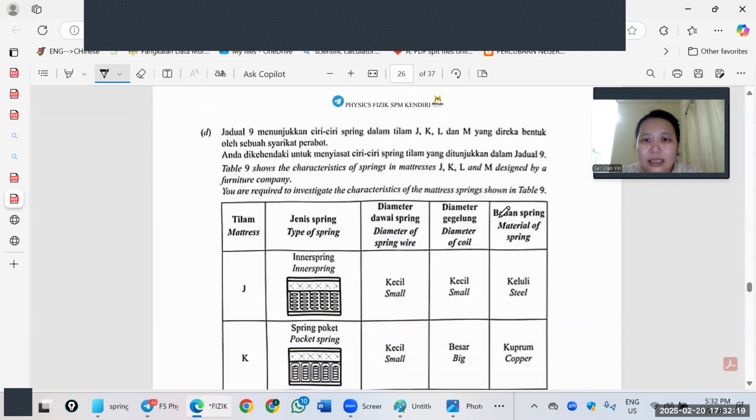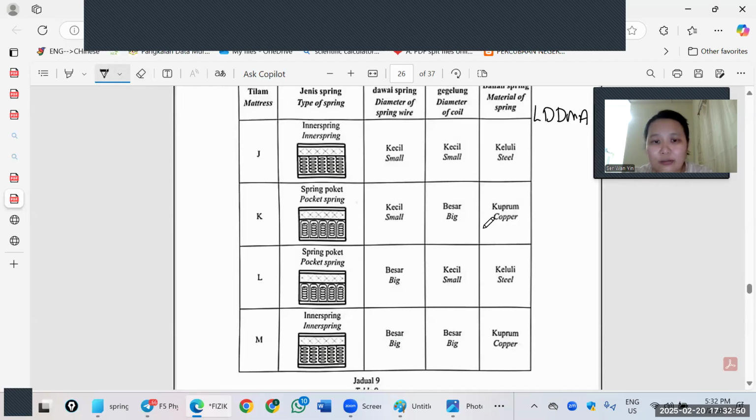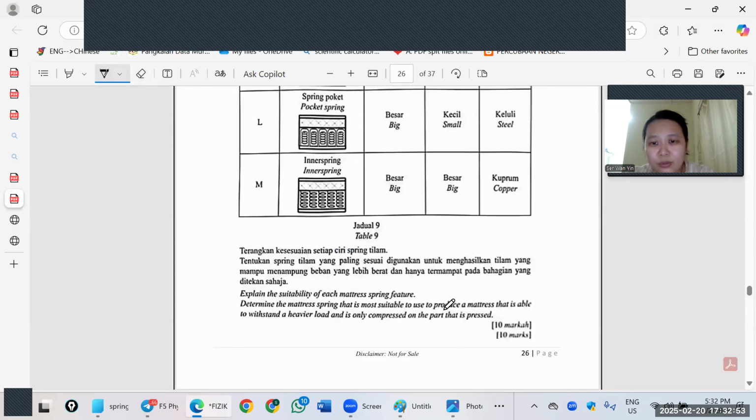Okay, now last. Which one is the best to be your mattress? You might ask, teacher, what is the difference of inner spring and pocket spring? Never mind. You don't understand, you look at, yesterday we learned LDDMA. For what? To produce a mattress that is able to withstand heavier load and only compress on the part that is pressed.